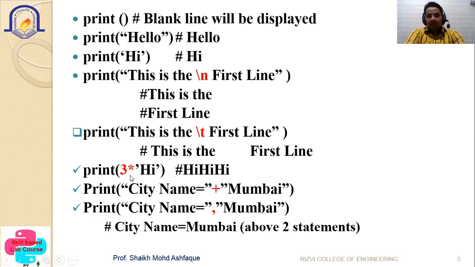Next is print 3 multiplied by 'hi'. So what it will do: 3 is without quotes, multiply, then hi inside single quotes. So hi will be printed 3 times. Similarly, you can use the plus as well as the comma operator in print. For example, print "city name is equal to" inside quotes plus "Mumbai" inside quotes. Second, the next statement is "city name is equal to" inside double quotes, comma, "Mumbai" inside double quotes. So the output of these two lines will be the same. It will display city name is equal to Mumbai in both statements.